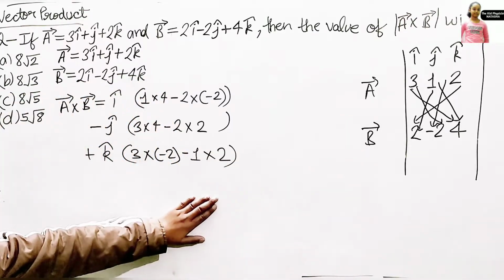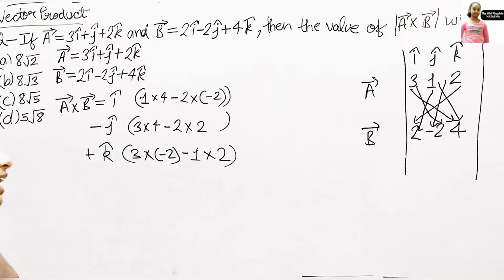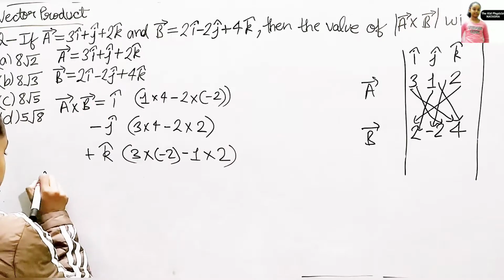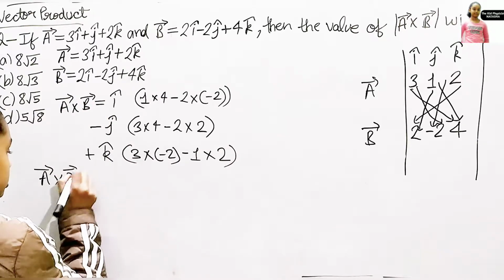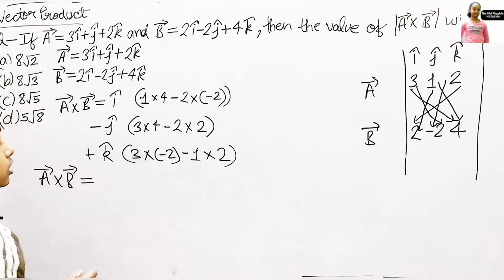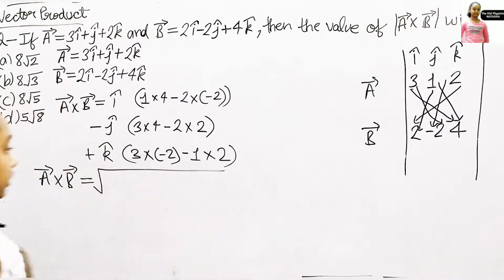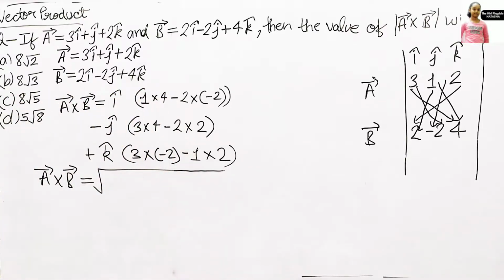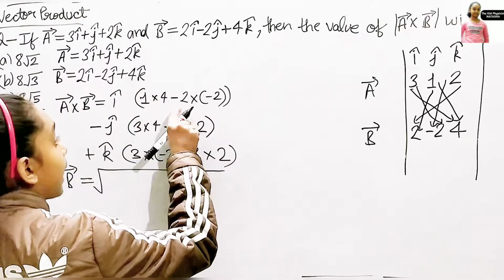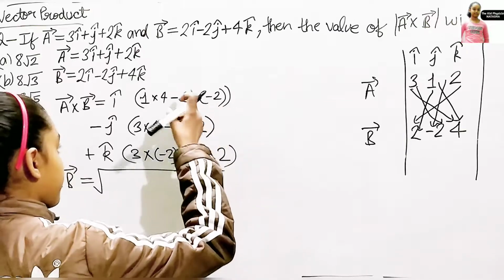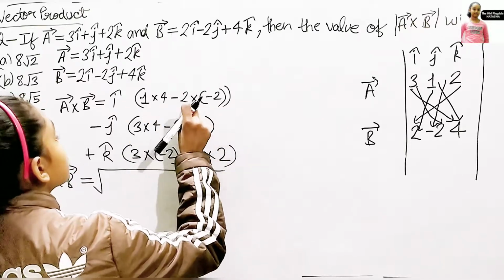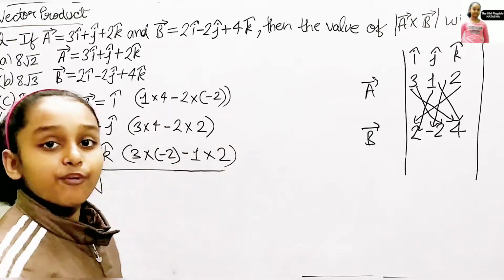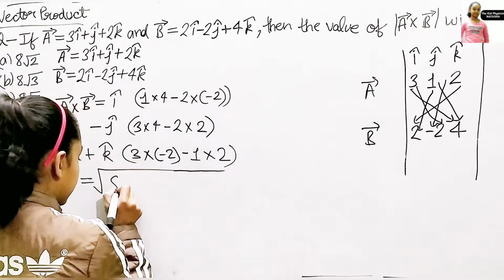Okay. This one is correct. Means these all are correct. Yes, of course. And so now let's just solve it. So final A cross B will be what? So let me take their answer under root. Okay. So now 1 into 4, 4 and minus 2 into minus 2. So minus minus cut, and so 2 2s are 4 and 4 plus 4 is equal to 8. So this will be 8 square.